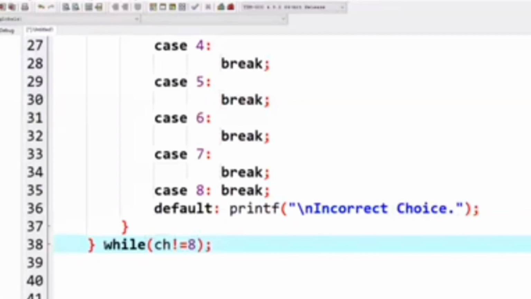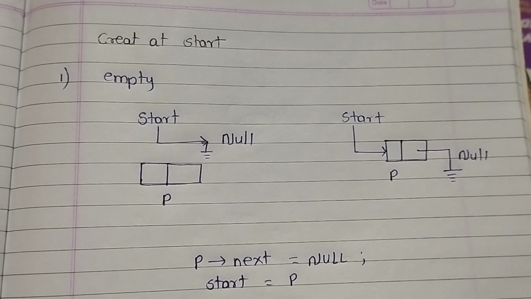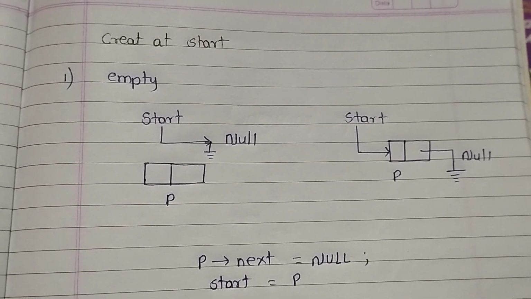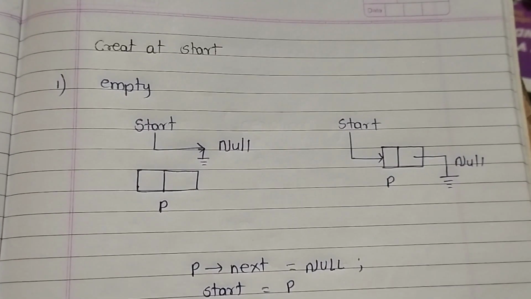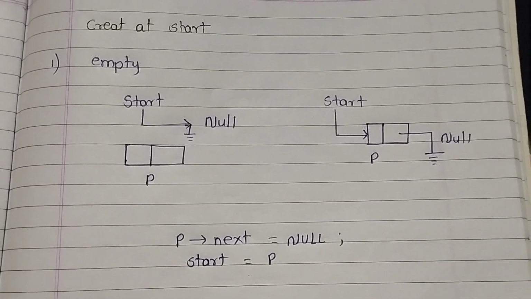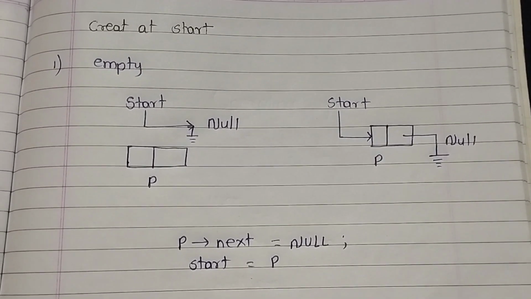So this is our basic idea about our program, how we execute it and which steps we follow. In this program many functions and function bodies are declared, but we will see all these functions step by step. So now we start with creating the linked list. First we see the concept of create at start.